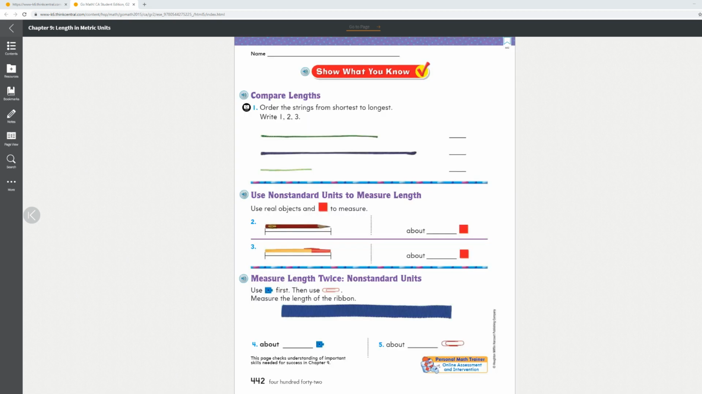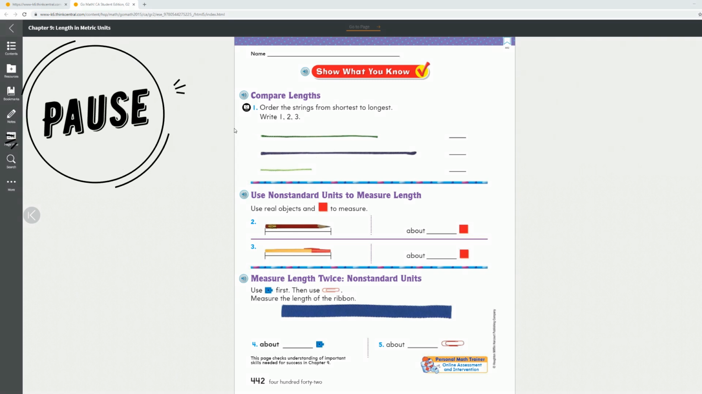Page 442. Show what you know. Compare lengths. Order the strings from shortest to longest. Write 1, 2, and 3. So number 1 is asking you to look at these 3 pieces of string, and you're going to order them from shortest to longest. 1 being the shortest, 3 being the longest. So go ahead and work on that now. Pause the video.